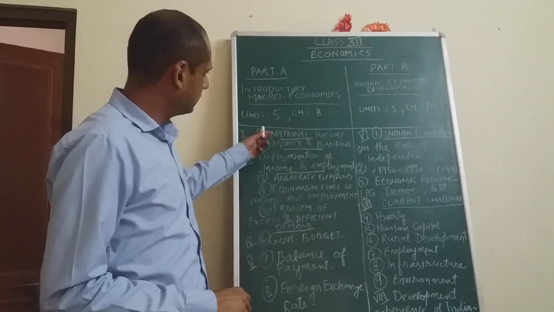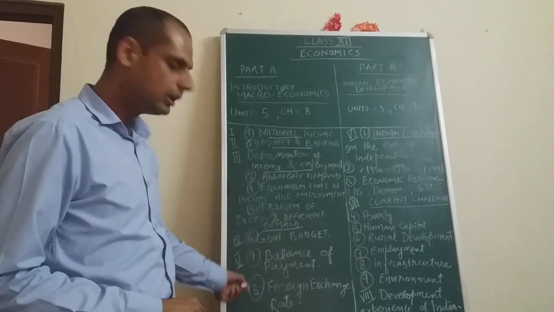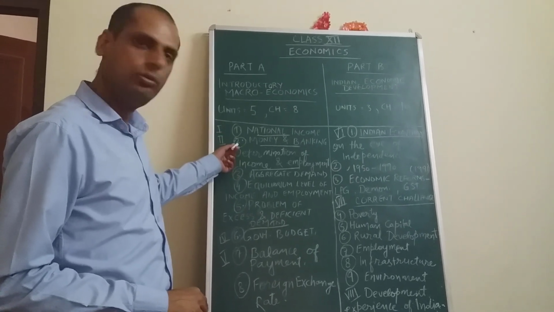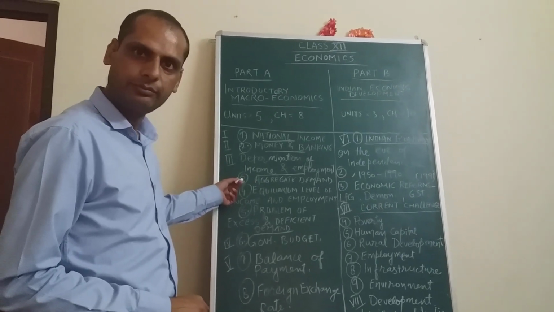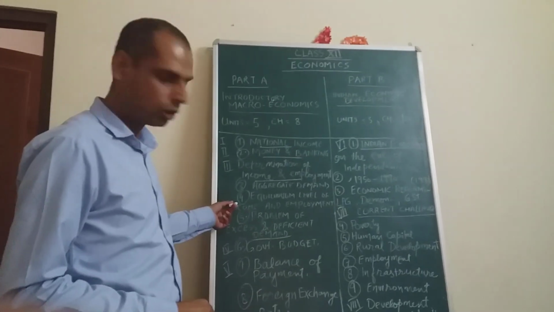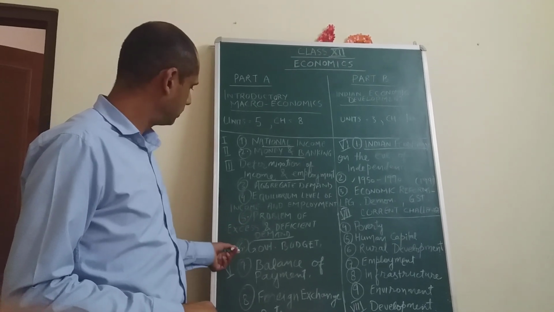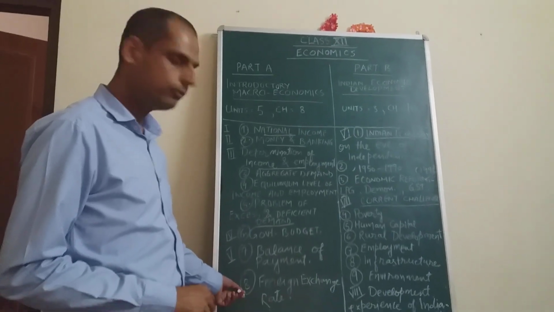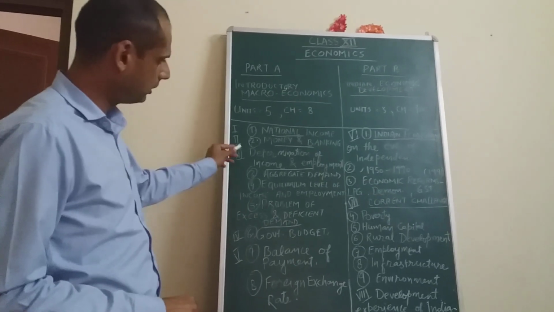As I told you earlier, these are the 5 units for macroeconomics, and there are 8 chapters, and these are the names of the 8 chapters. Chapter 1, National Income. Chapter 2, Money and Banking. Chapter 3, Aggregate Demand. Chapter 4, Equilibrium Level of Income and Employment. Chapter 5, Problem of Excess Demand and Deficient Demand. Chapter 6, Government Budget. Chapter 7, Balance of Payment. And chapter 8, Foreign Exchange Rate. You can again give it a look.